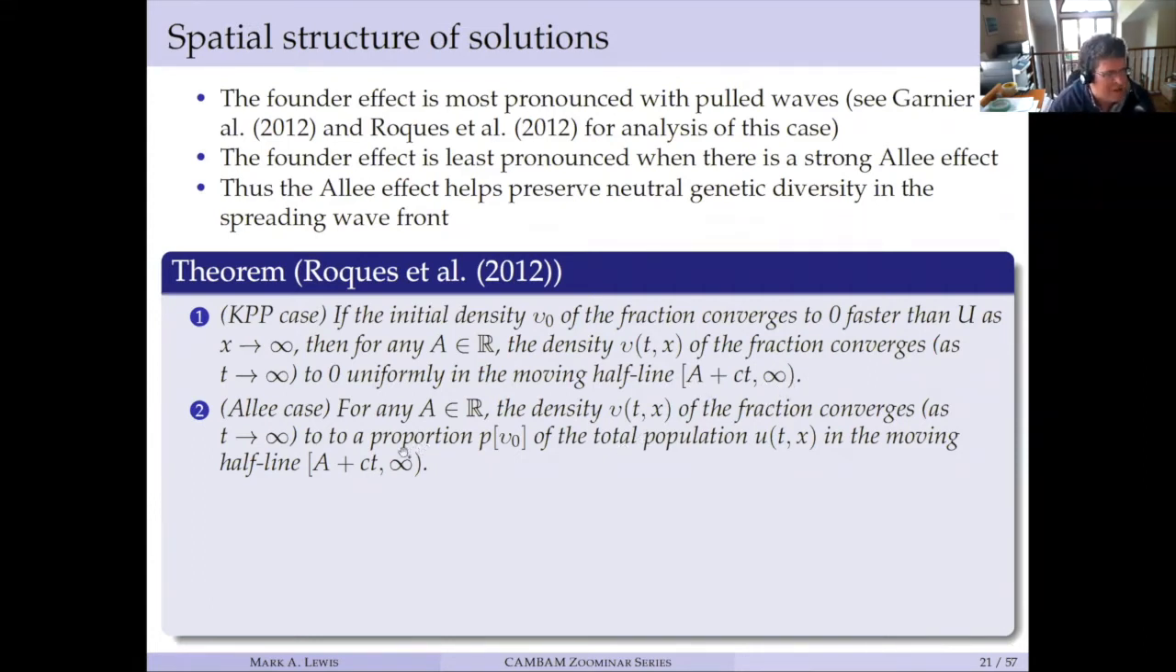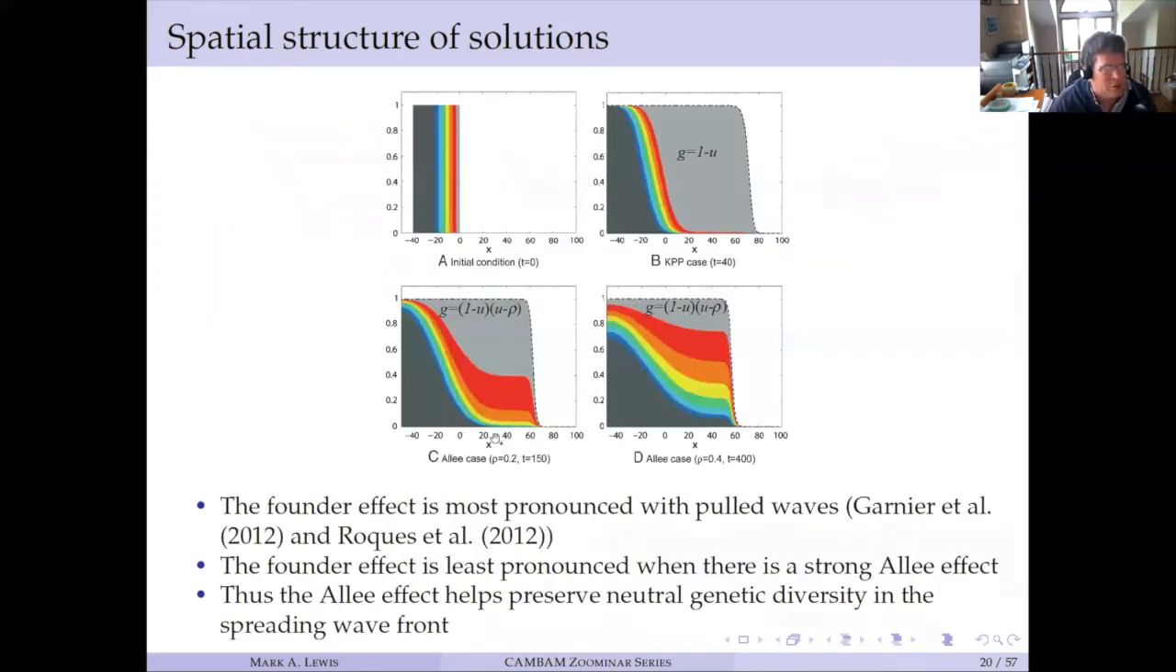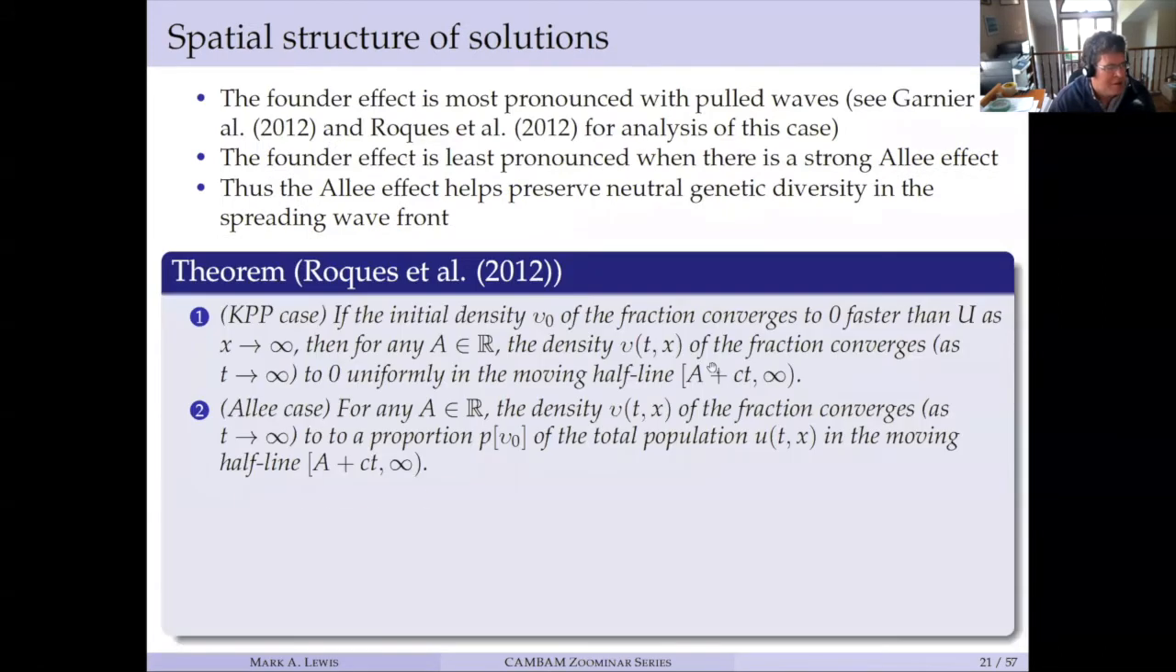Whereas if there's an Allee effect, then the density converges to a proportion of the leading edge of the wave. And so what it's saying is that in actual fact, if we just zoom in at the leading edge of this wave, each of these profiles is going to take the same profile as the total density, and each of them will have a different proportion of that total density. And so you see all the components.